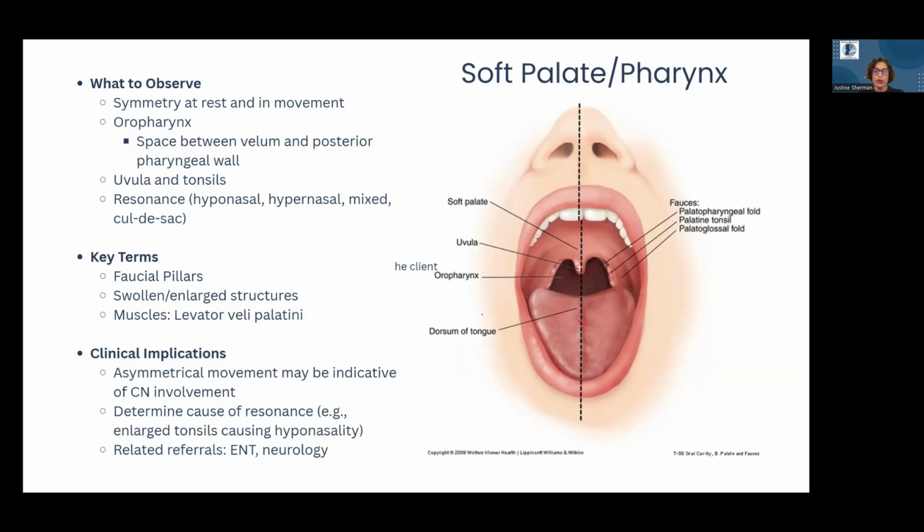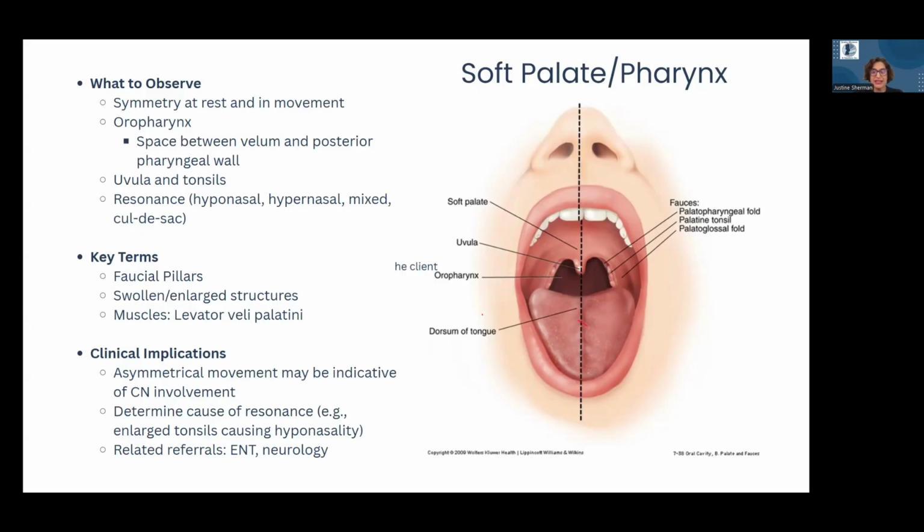So when I'm interpreting these findings, I'm looking for consistent patterns across tasks. So a reduced elevation, asymmetry and hypernasality, that could be possible VPI or neuromotor impairment. Adequate isolated elevation is fine, but inconsistency during functional tasks, maybe we have a coordination issue or fatigue issues.